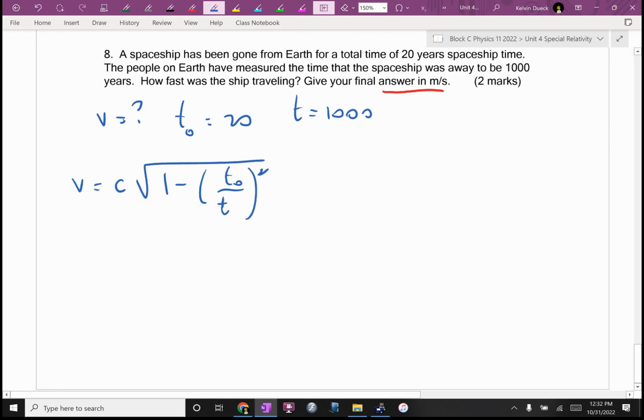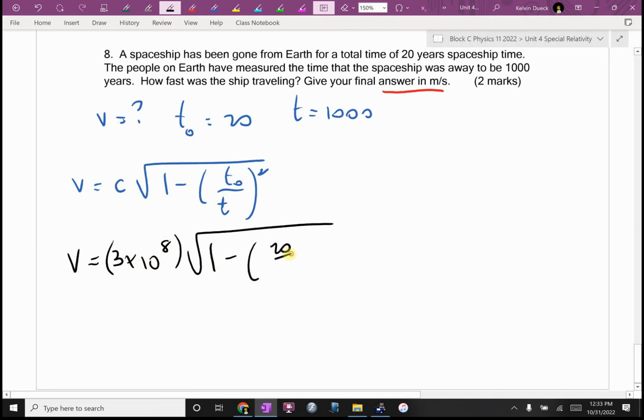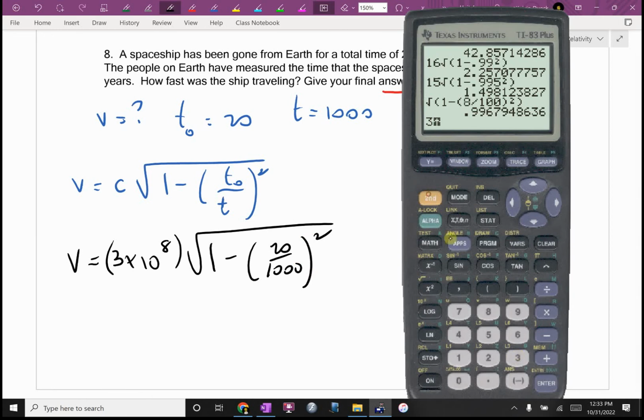Now I'll plug in the number for C, 3 times 10 to the 8th. It's going to end up being 3 times 10 to the 8th times the square root of 1 minus 20 over 1,000. Don't forget the squared. It's going to be 3 scientific notation 8 times square root button bracket 1 minus small bracket 20 divided by 1,000. Close off the small bracket, square the small bracket, close off the square root bracket. Did you get 3 nines, a 3 nines, and a 4?